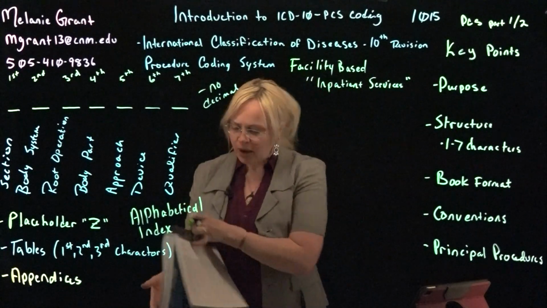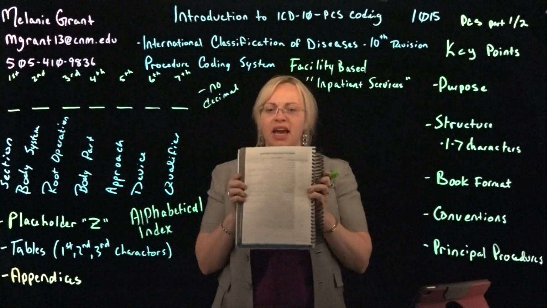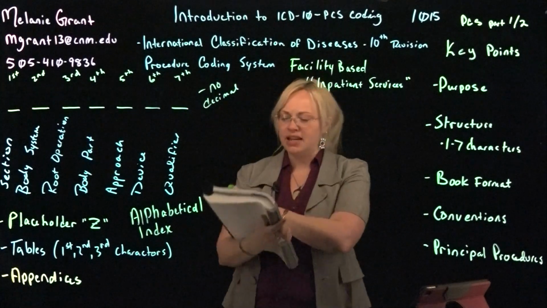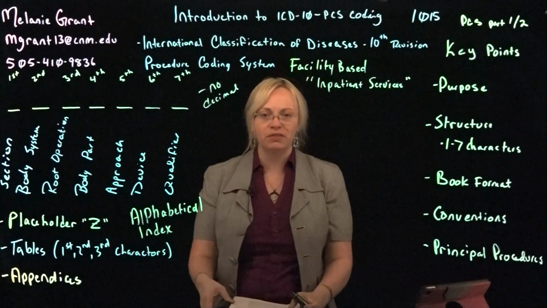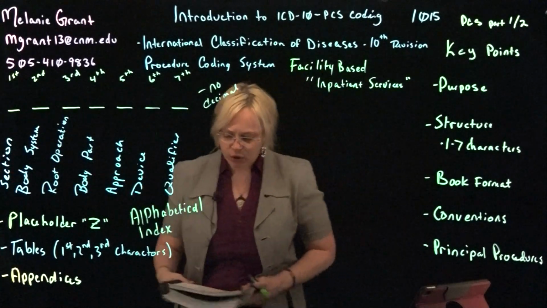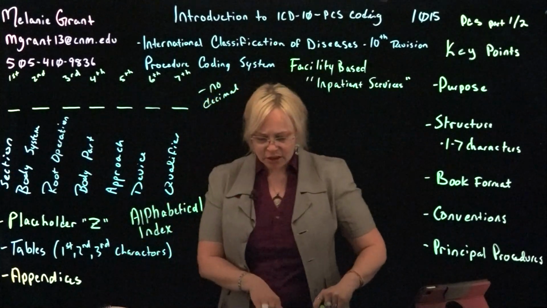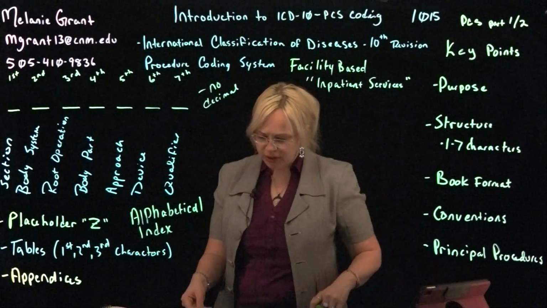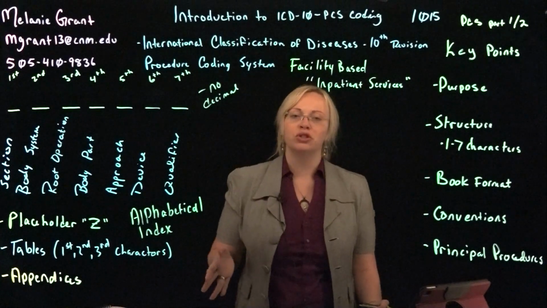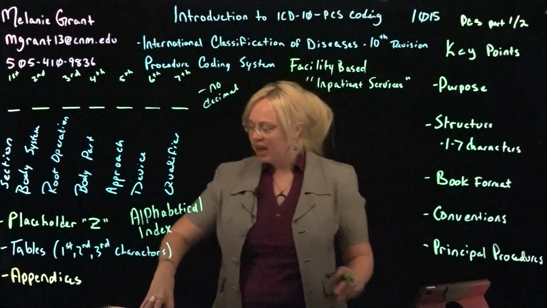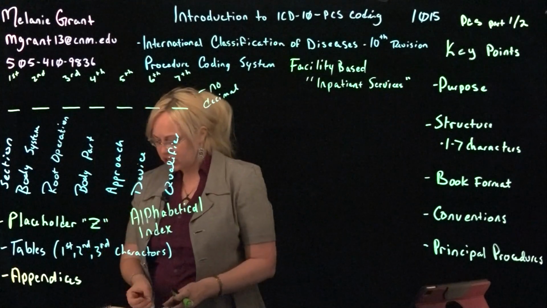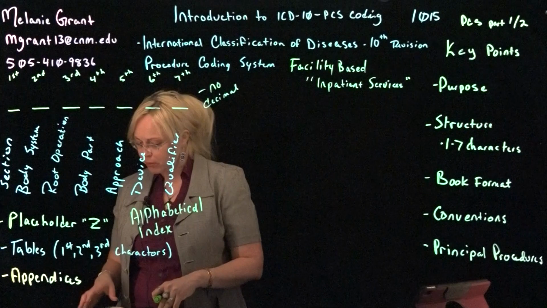Okay, so I'm going to look in the back at my Appendix A, which is my root operations. These are definitions and details about each of the root operations available based off of the section that they apply to. You may have noticed that root operations, as listed in your coding book, can change. The biggest one we focus on is medical and surgical section, or section 0.